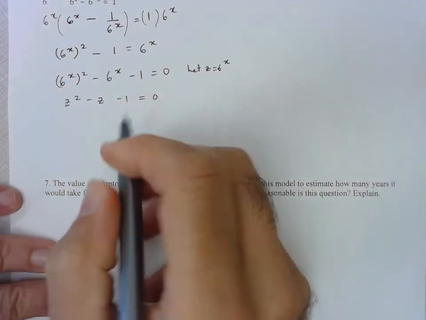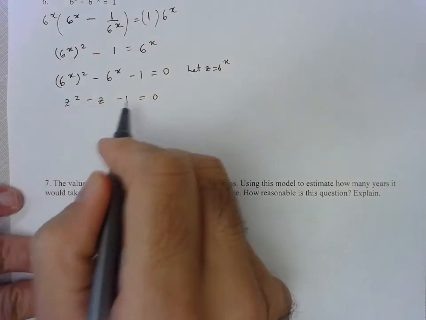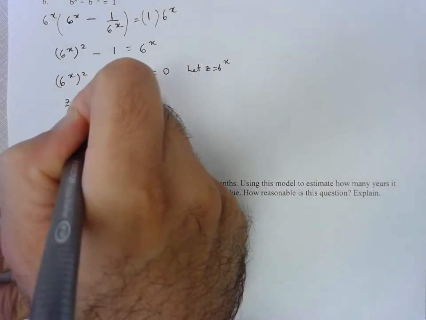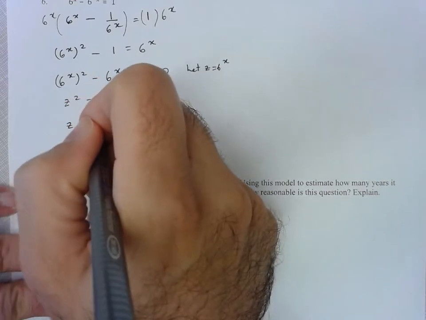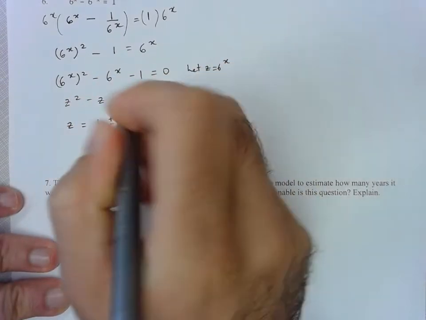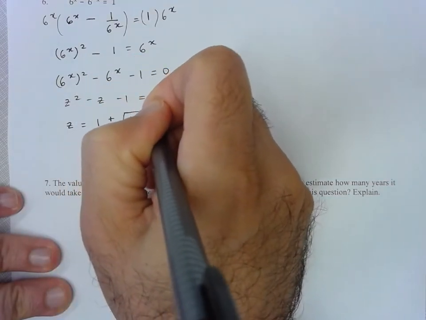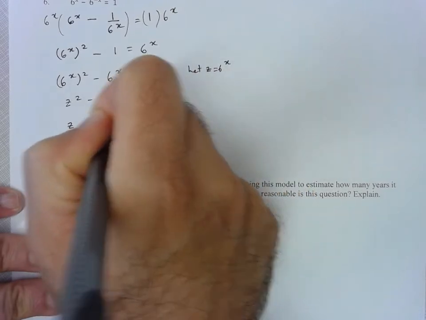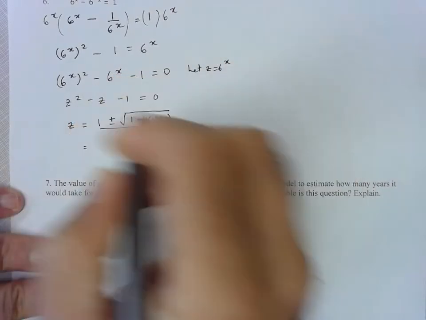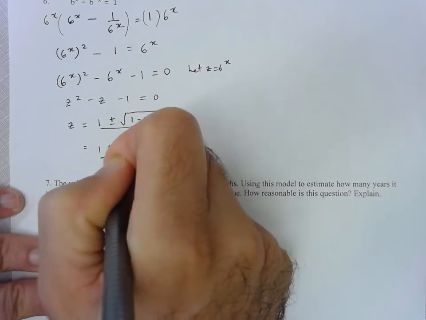Now one difference here is that this is not factorable. So no need to worry, we still have the quadratic formula. So z then can be equal to negative b, so that's 1, plus or minus the square root of b squared, so 1 minus 4 times 1 times negative 1, all over 2. So z is equal to 1 plus or minus the square root of 5, over 2.